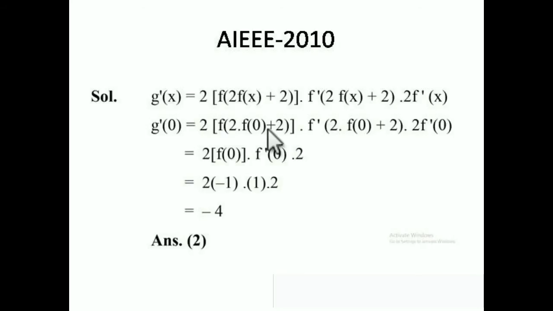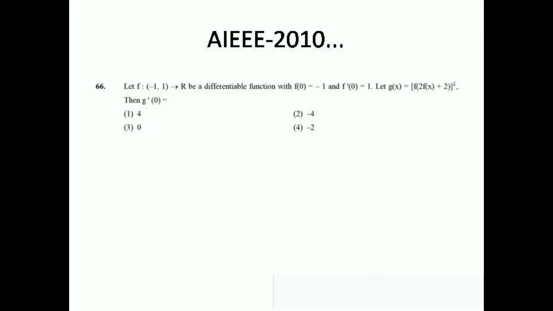F of 0 is equal to -1. So -2 plus 2, that means 0 here. I put it down. And f dash of 0, that means 1. So it is 2 only. Now again we have f of 0, that is -1, f dash of 0, that is 1, and 2 here. So this becomes -4. So answer option number 2 is my right option, that is -4. Still a very easy but tricky question.